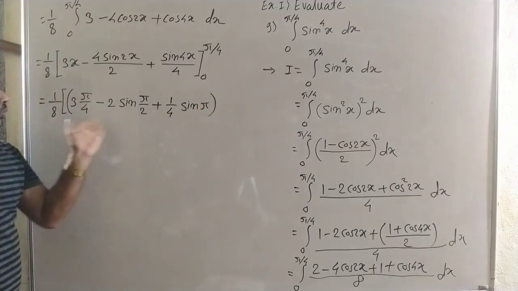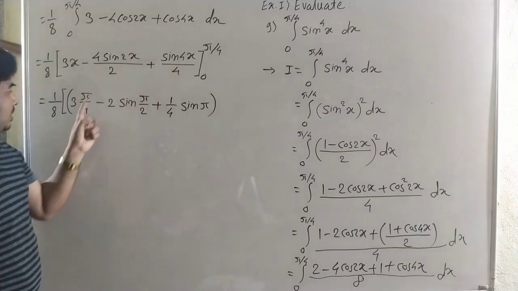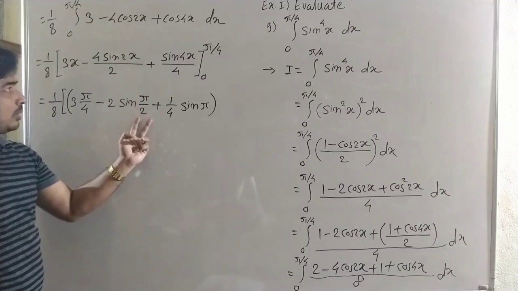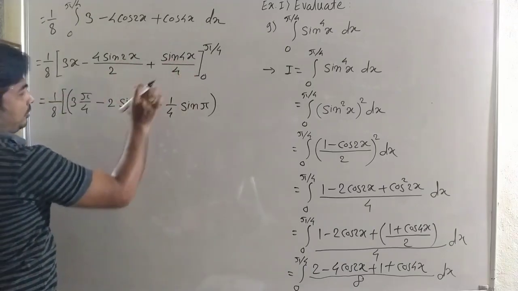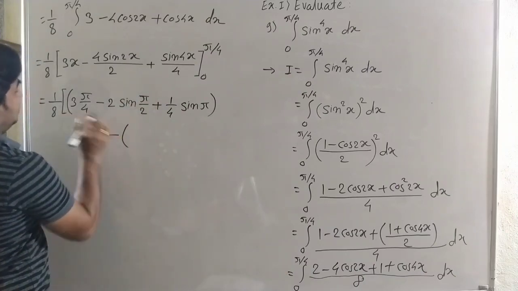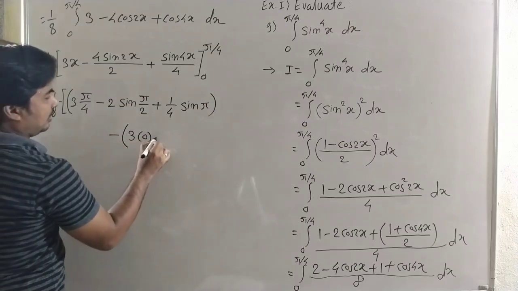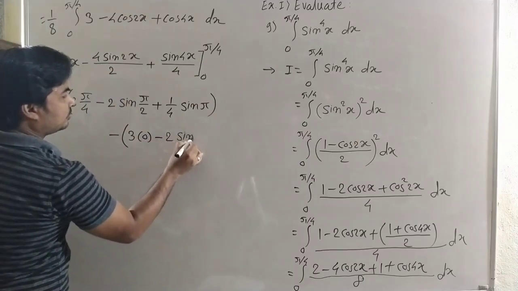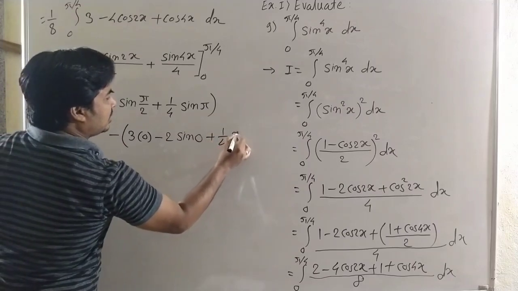Okay, here we put only the upper limit, that means x is equal to pi by 4. Then 2 into pi by 4, it is pi by 2. 4 into pi by 4, it is pi. Now put the lower limit, that is minus 3 into 0, it is 0. Minus 4 by 2, it is 2 into sine 0. And plus 1 by 4 into sine 0.